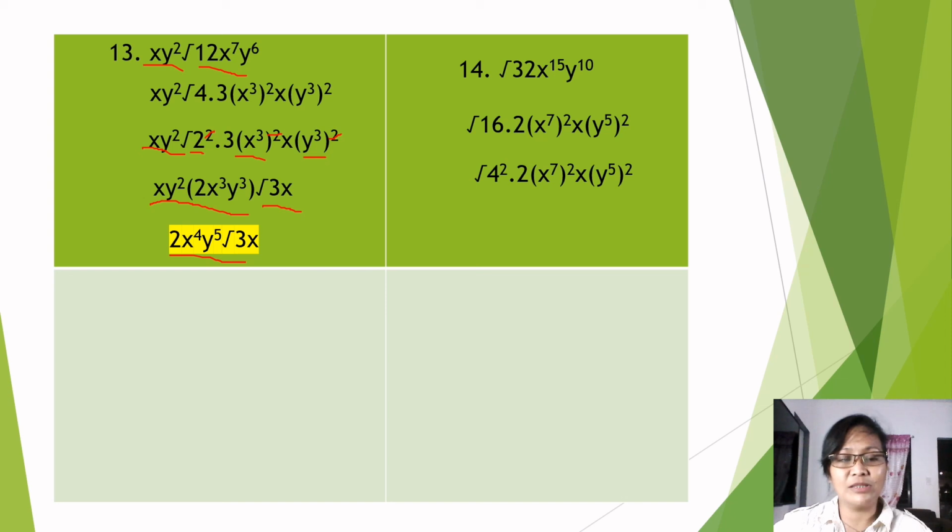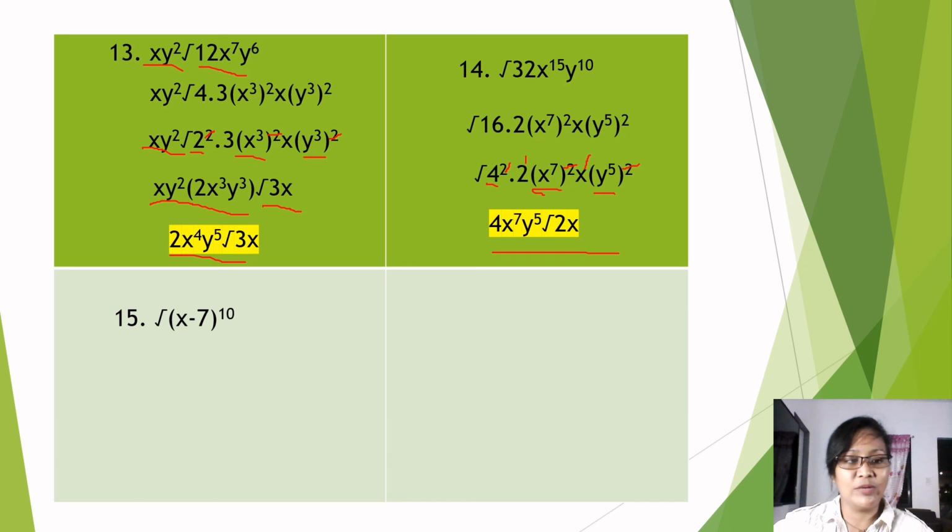Then, extract the root. Cancel the 2, cancel the 2, cancel the 2. So our perfect roots are 4, x to the 7th power, y to the 5th power. And for our non-perfect root, we have 2 and x. Therefore, we have 4, x to the 7th power, y to the 5th power, square root of 2x.